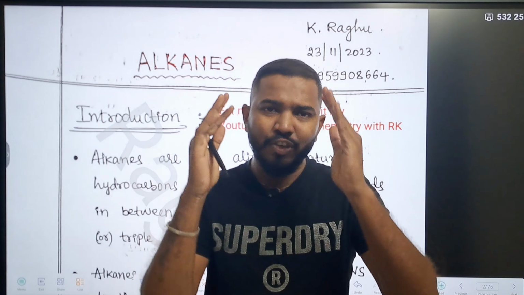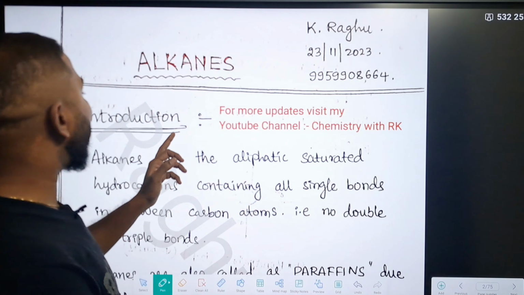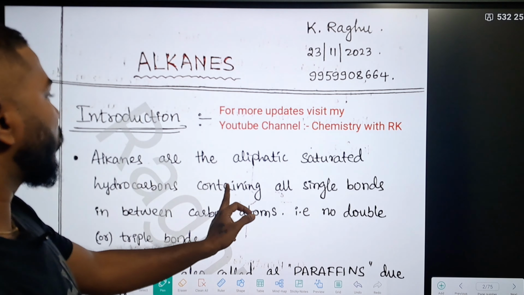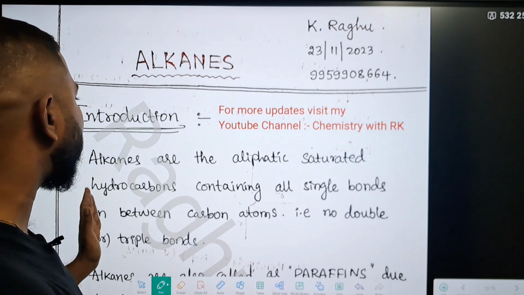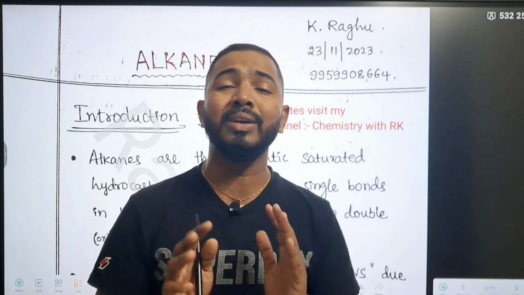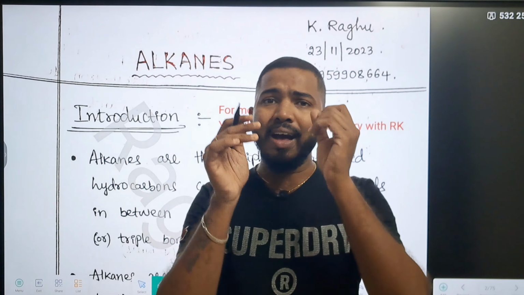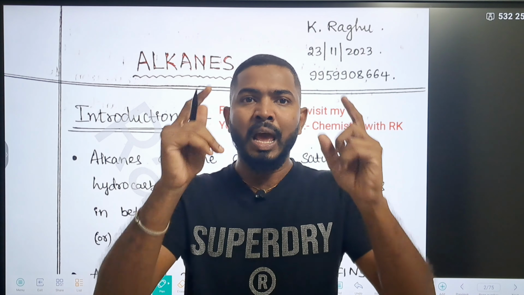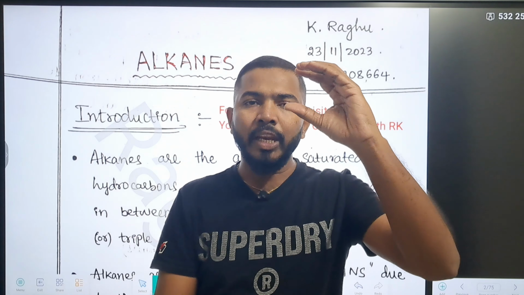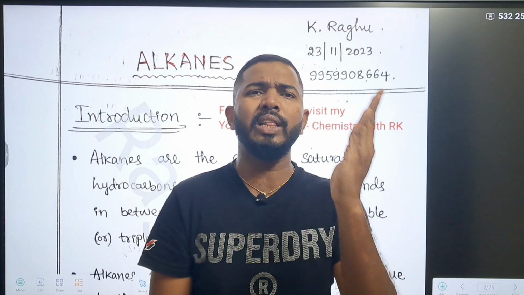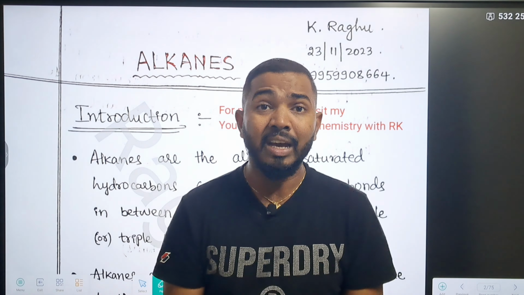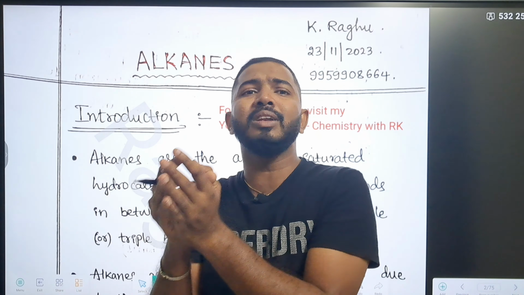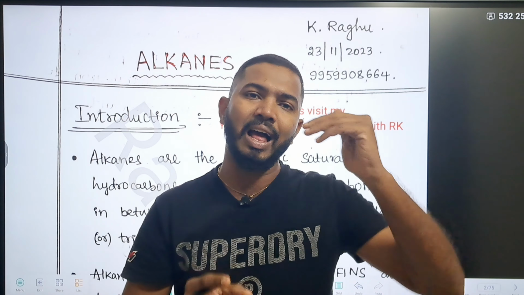Alkanes are aliphatic saturated hydrocarbons containing all single bonds between carbon atoms. So you need to have 100% single bonds between carbon atoms. We should not have double or triple bonds between the carbons. They need to have single bonds only. Only then can we call them alkanes. This is the normal definition we give for alkanes.